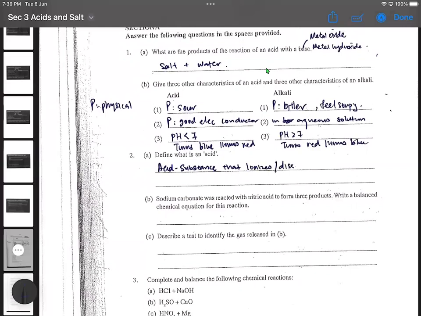We can say either ionizes or dissociates H+ ions in water. And also, depending on your schools, you may need to say as the only positive ion. But otherwise, anything before that should be okay.